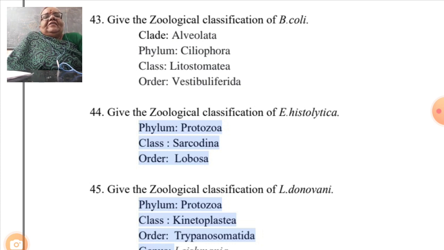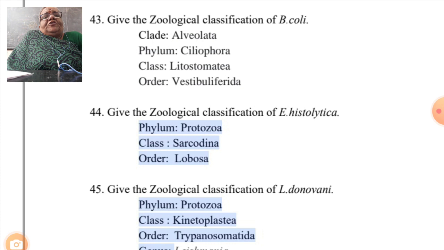So as per the studies, this Balantidium coli belongs to the clade Alveolata, and phylum Ciliophora. It has been put under this phylum because the major locomotory organs in this happen to be cilia, cilium singular, cilia plural. It belongs to the class Litostomatea and order Vestibuliferida because they have a vestibule. This is a single-celled protozoan organism.